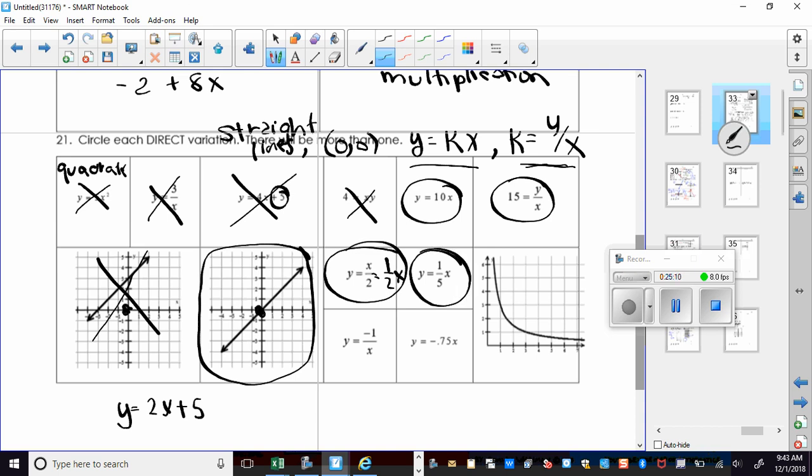Y equals -1 divided by x. We cannot divide a number by x for it to be a direct variation. Y equals a decimal times x. That works. And we have this curve. All direct variations are straight lines, so it does not work.